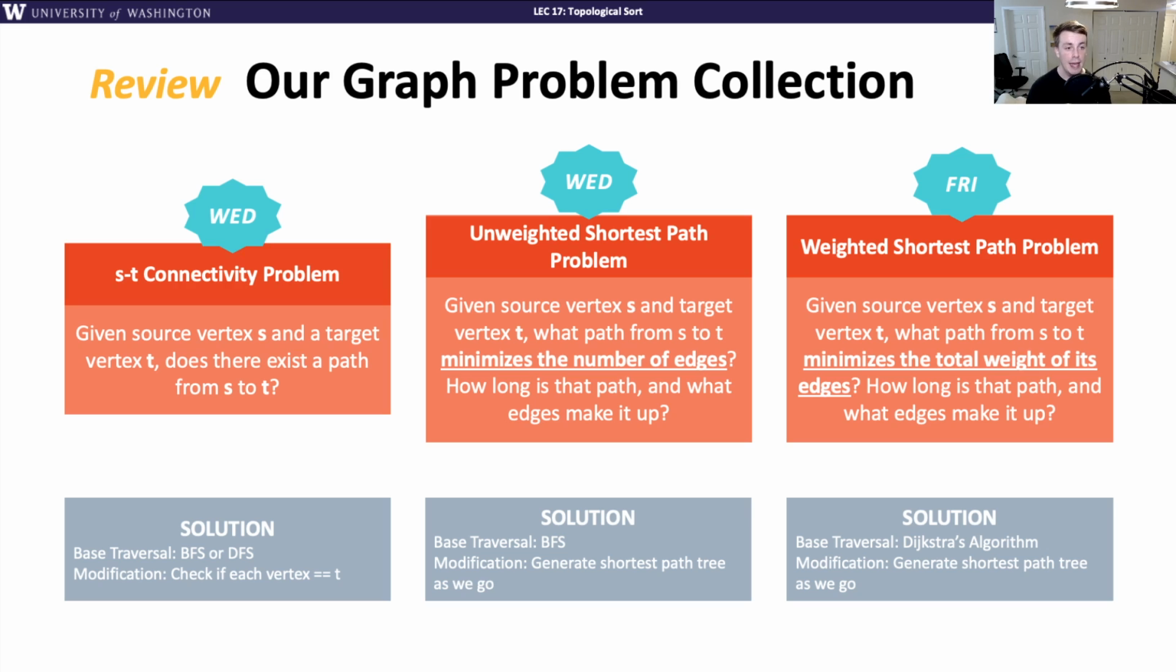And then on Friday, we introduced the weighted shortest path problem, which is the same thing as the unweighted shortest path problem, but we make a key change where we assume each edge has a weight, its label is some number, and the shortest path is defined in terms of the path that has the fewest sum amongst all of the edge weights. And for this problem, we had to introduce an entirely different algorithm called Dijkstra's algorithm to generate the shortest path.